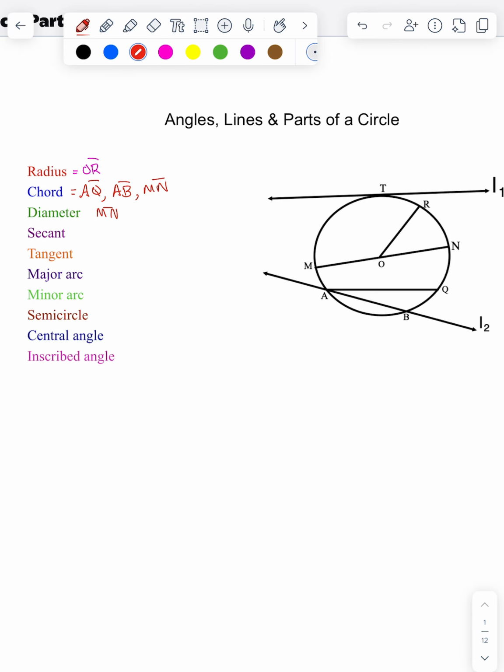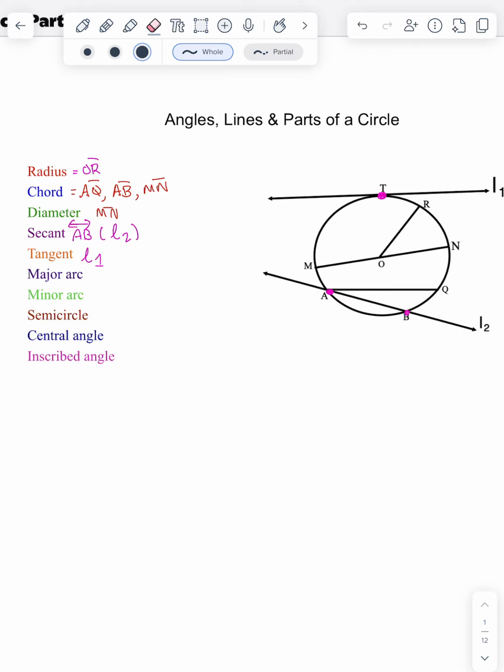An example of a secant line in this picture would be L2, because L2 intersects the circle at points A and B at 2 points. L1 would be a tangent line to circle O, because it only intersects the circle at 1 point, at point T. A tangent line intersects the circle at just 1 point. And I'll just name this L1. I could have named this one L2. And since the tangent line intersects the circle at just 1 point, it looks like it's outside the circle because it just touches the circle at that one intersection point.